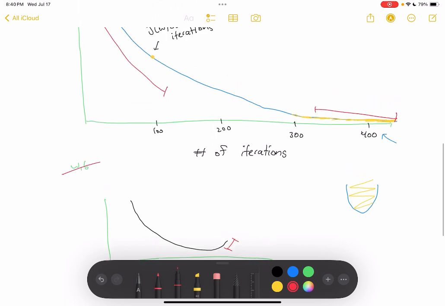And the number of iterations does vary. In some cases, you may reach an asymptote at around maybe 100 iterations. In other cases, it might take something like 1,000 iterations. So it really varies case by case.